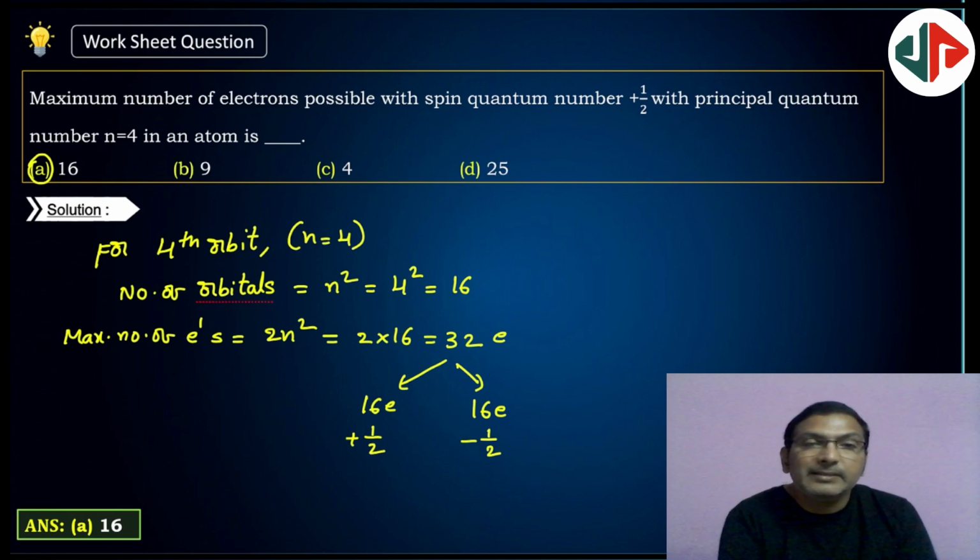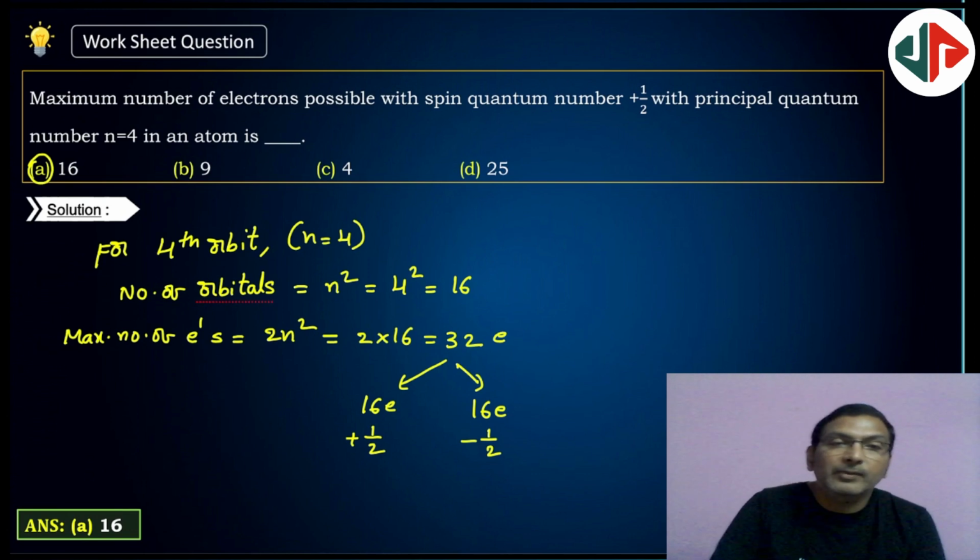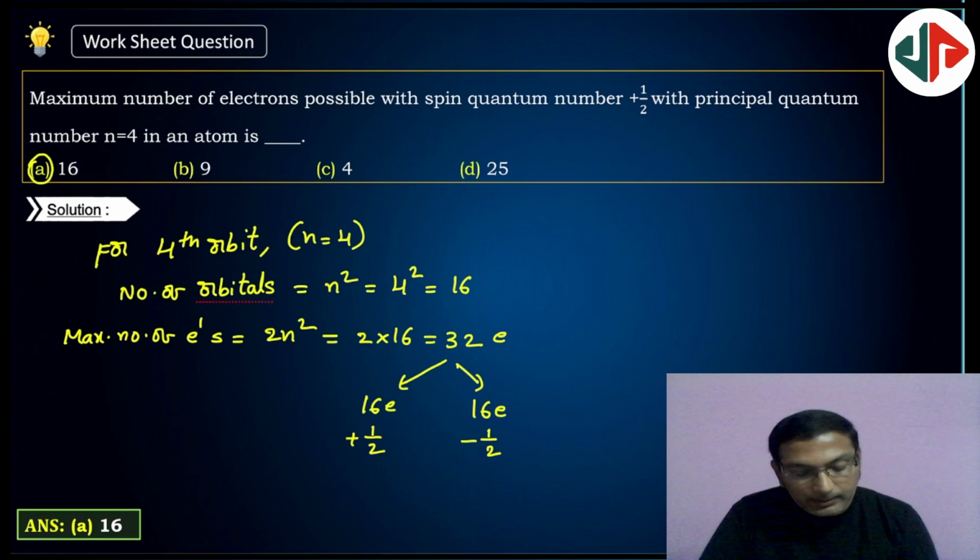Here in the question it is given principal quantum number n equal to 4, that is fourth orbit. In fourth orbit we will be having 16 orbitals and 32 electrons. 16 orbitals can accommodate maximum of 32 electrons. Out of 32 electrons, 16 electrons will be having plus half, that means clockwise spin. Remaining 16 electrons will be having anti-clockwise spin. Next.